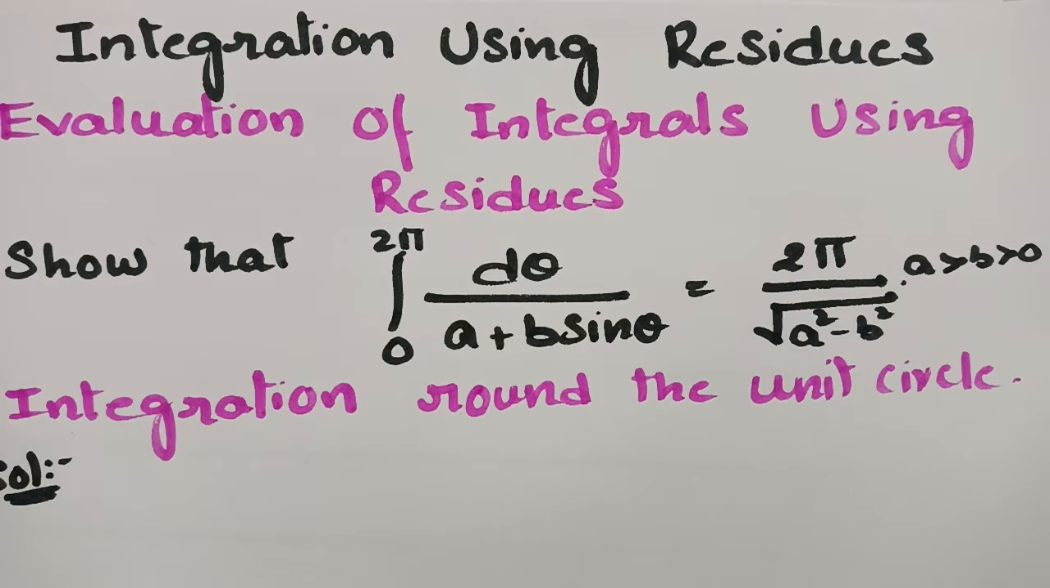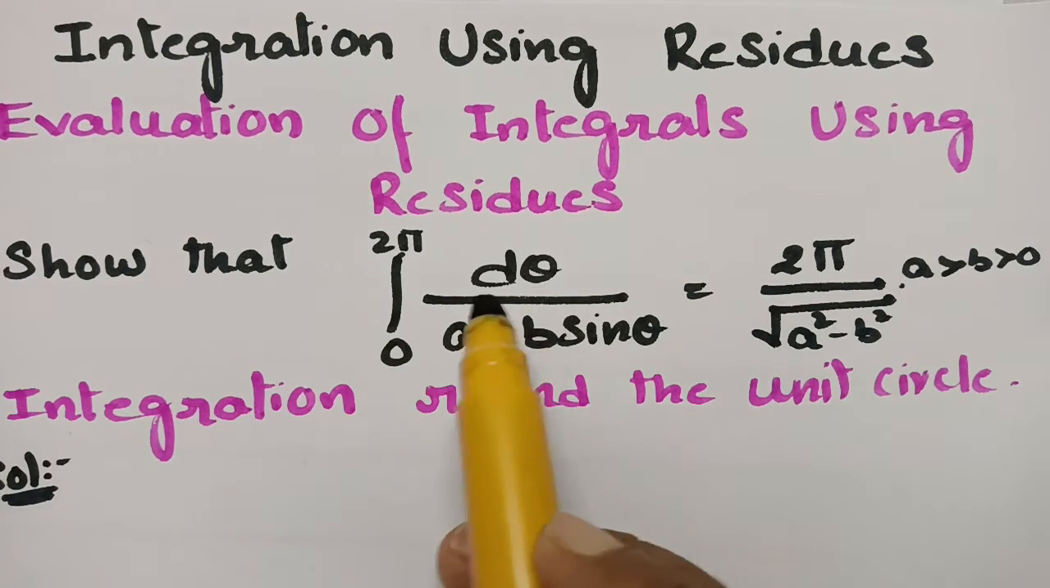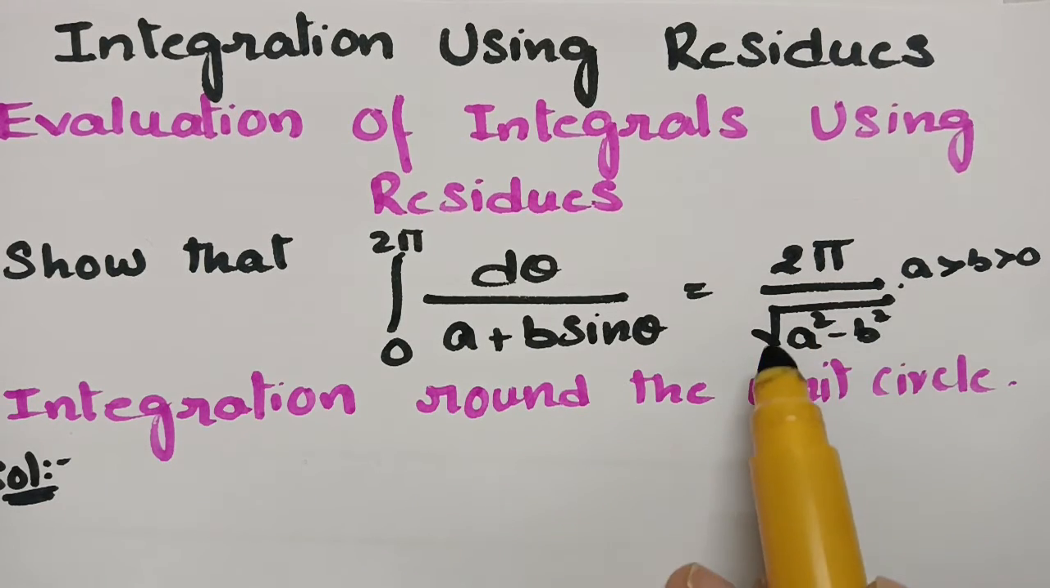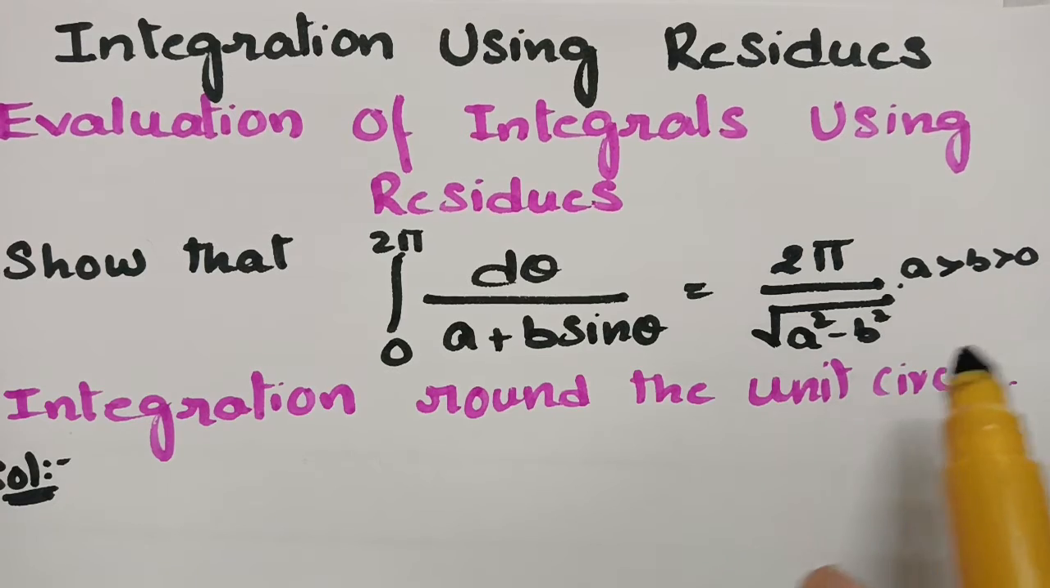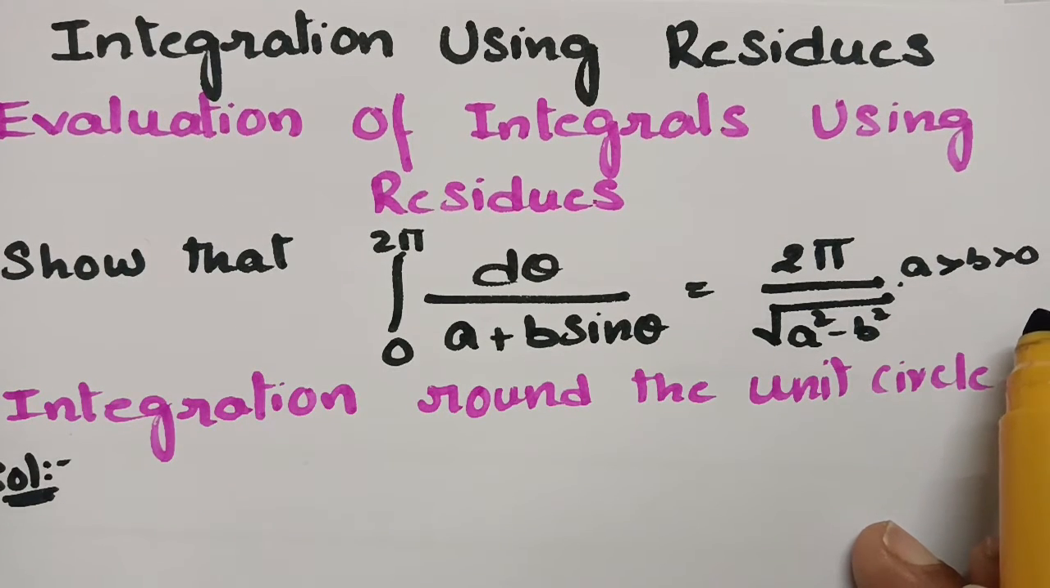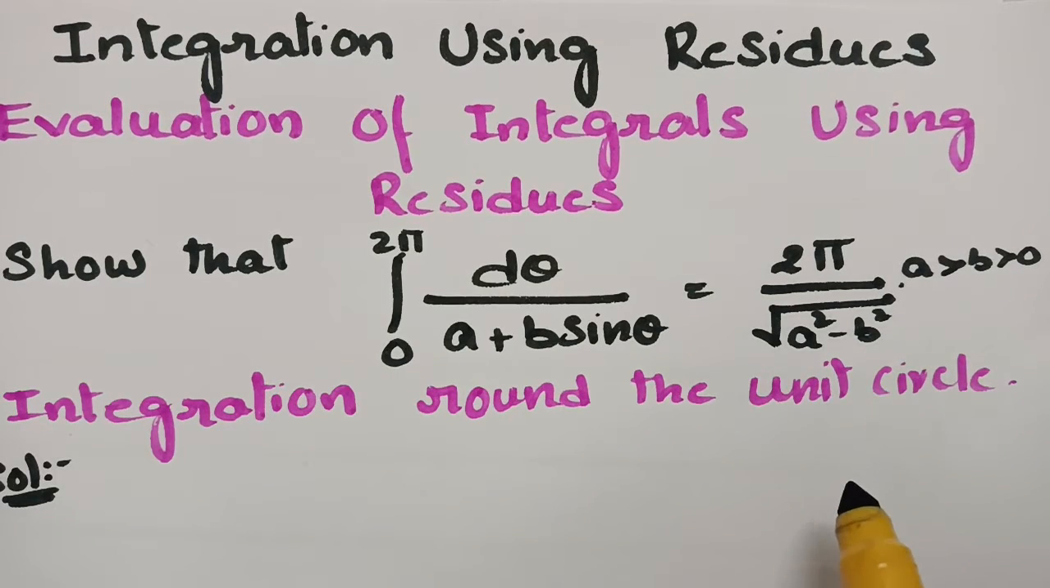In this video, we have to show that the integral from 0 to 2 pi of d theta by a plus b sine theta is equal to 2 pi by root over a square minus b square. Here the condition is a is greater than b is greater than 0. So this is the integration around the unit circle.